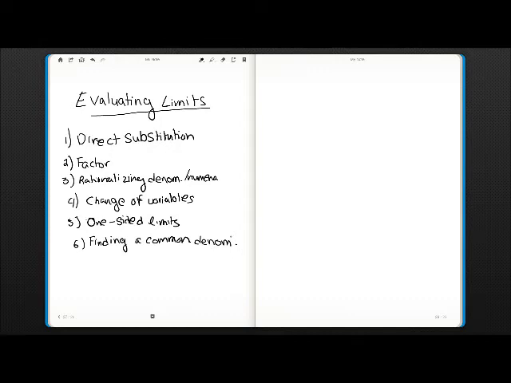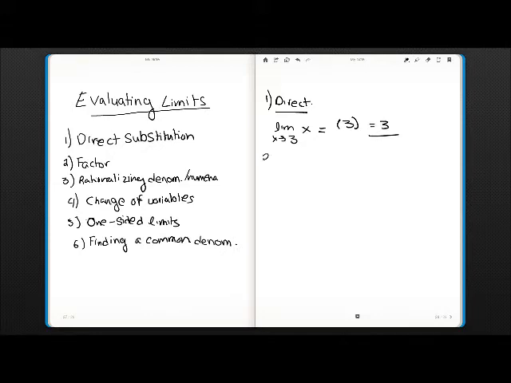So let's start with the first one, which is direct substitution. I'm not gonna write the entire thing; it takes too long. So let's do an example. In direct substitution, as the name suggests, you just substitute the limit value into the function. For instance, say we're solving the limit as x approaches 3 of x, we just sub 3 in for x, so it'll be 3. So that's direct substitution. It's kind of straightforward.